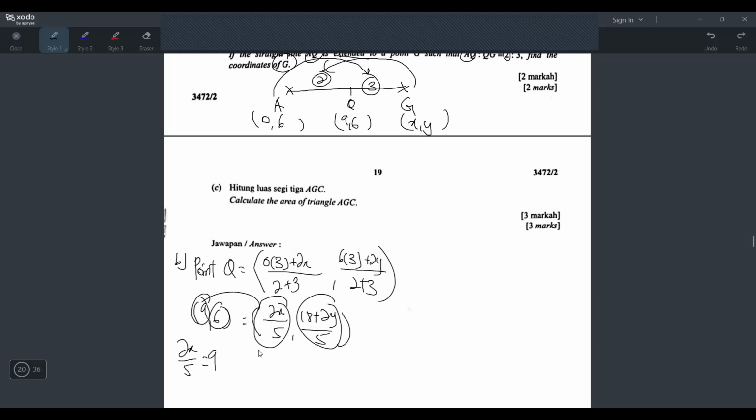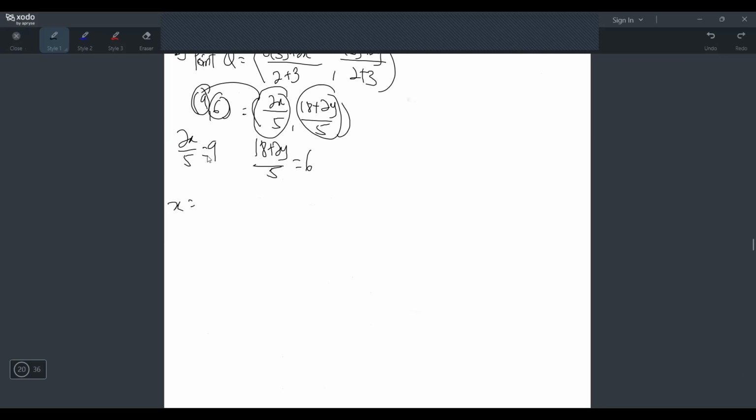6 is the y coordinate. This one is the y coordinate. So you can connect them together. 18 plus 2y over 5 equals 6. And then now you can find your x. 9 times 5, 45. Divide 2, 22.5. But let's write in fraction, 45 over 2. Okay. All right. So this is your x coordinate.